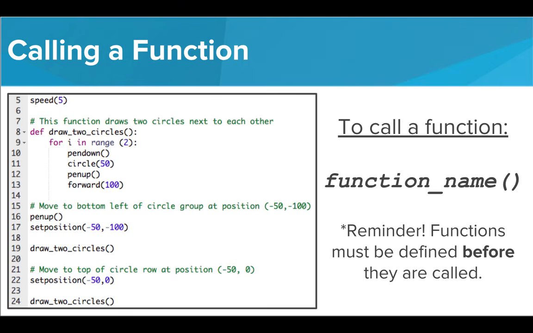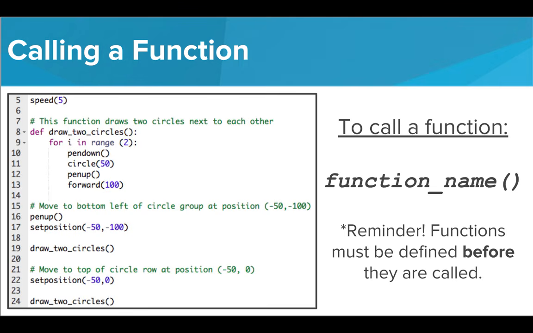So if we look at our code, the first command that Tracy will actually follow after setting her speed will be pen up and set position. After that, we can see that the function draw 2 circles is being called. We are then changing Tracy's position and calling our function once more. It is very important to remember that functions cannot be called unless they have been defined earlier in the code. If you don't tell Tracy what you want to do when you say draw 2 circles, she won't recognize this phrase and will respond with an error.